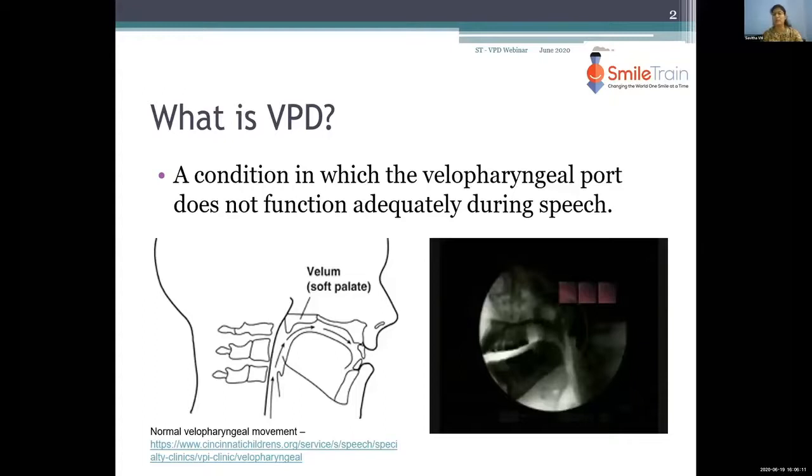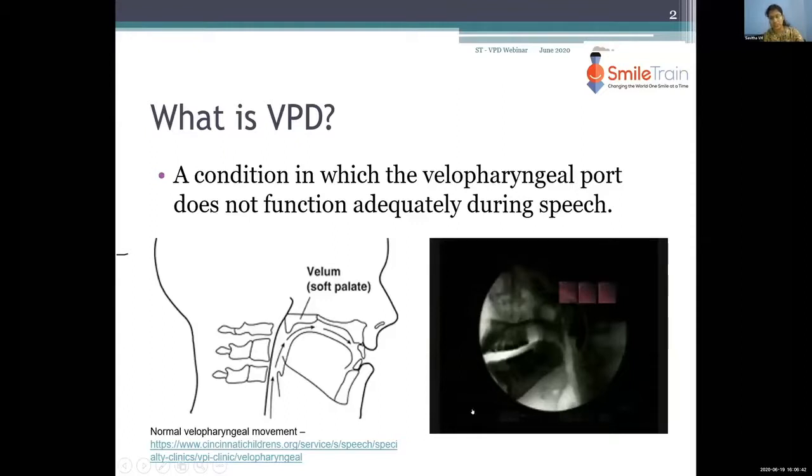Now, what do I mean by adequate function of the velopharyngeal port? The velopharyngeal port basically comprises the velum, the posterior pharyngeal wall, and the lateral pharyngeal walls. And when a person is speaking, especially producing the oral pressure-sensitive sounds, we want the velopharyngeal port to close against the posterior pharyngeal wall so that the sounds are directed through the oral cavity.